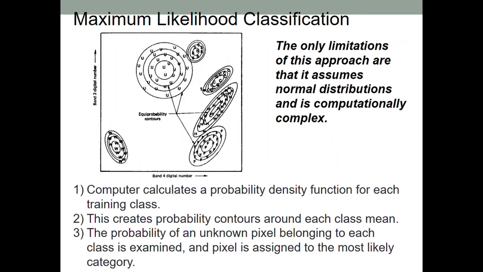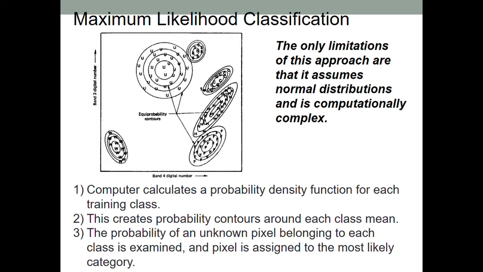Okay, after we've discussed the minimum distance as well as the parallelepiped, now we discuss another kind of classification algorithm in supervised classification, that is maximum likelihood.